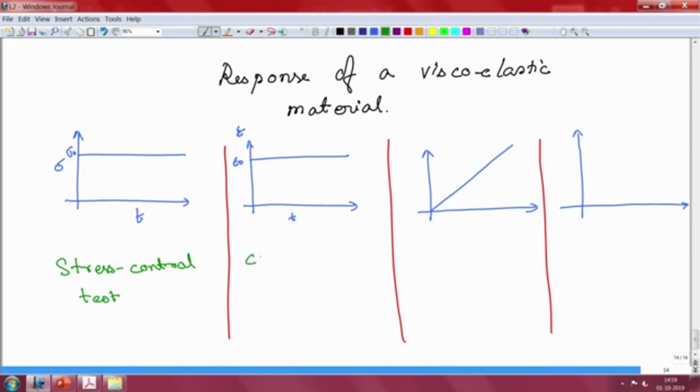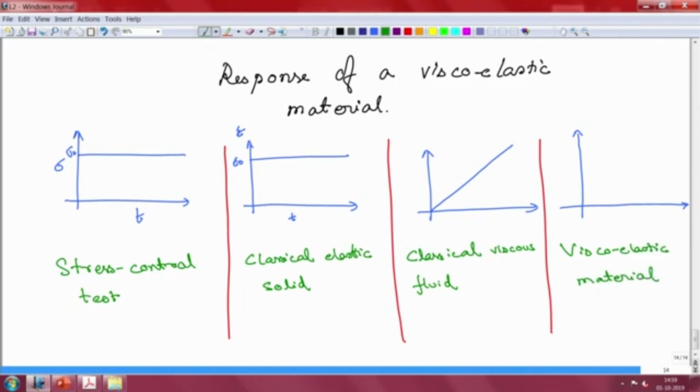When you were working with a classical elastic solid, you got this response. This is the response for a classical viscous fluid, and here you are trying to understand the response of a generic viscoelastic material. Just for completeness, I will also say epsilon t, this is also epsilon t. Okay. So, you will probably get a response like this.